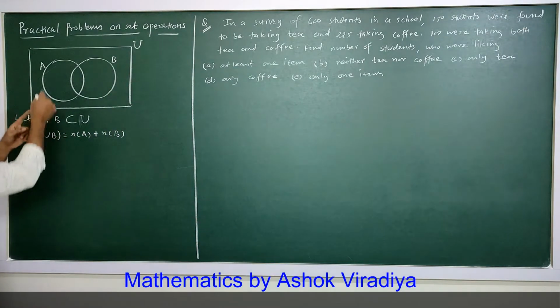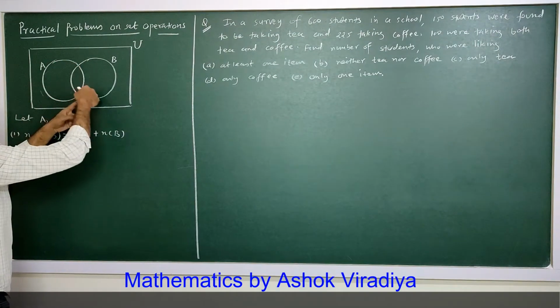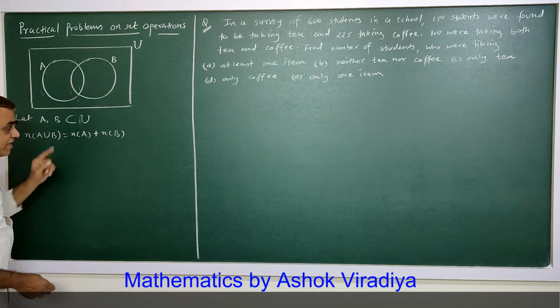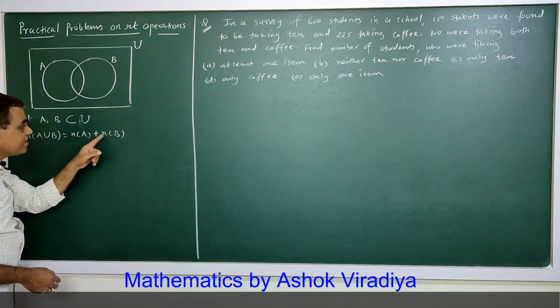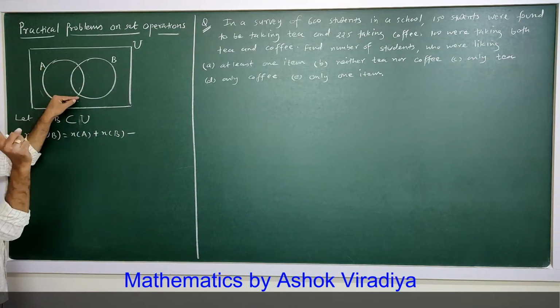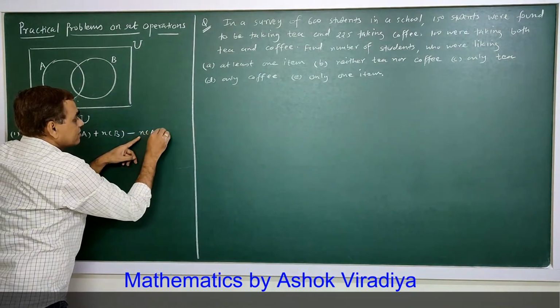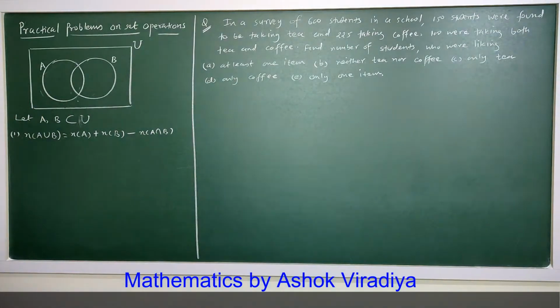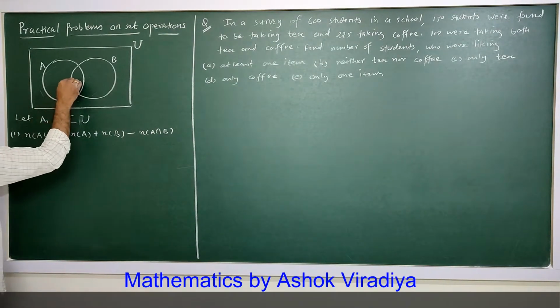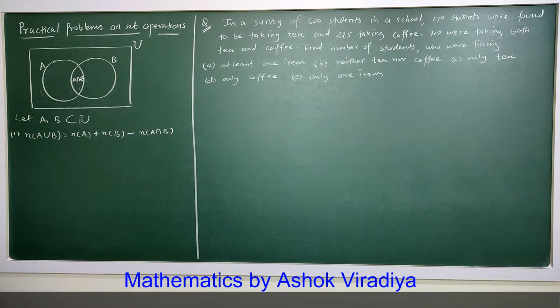So in this addition, because these common elements are counted 2 times, number of elements in A, number of elements in B, so what we do? We have to correct this addition. So this should be counted only one time. Because 2 times counted, one time we are subtracting elements in common. So here this is common region A intersection B. So this is the formula to find number of elements in A union B.